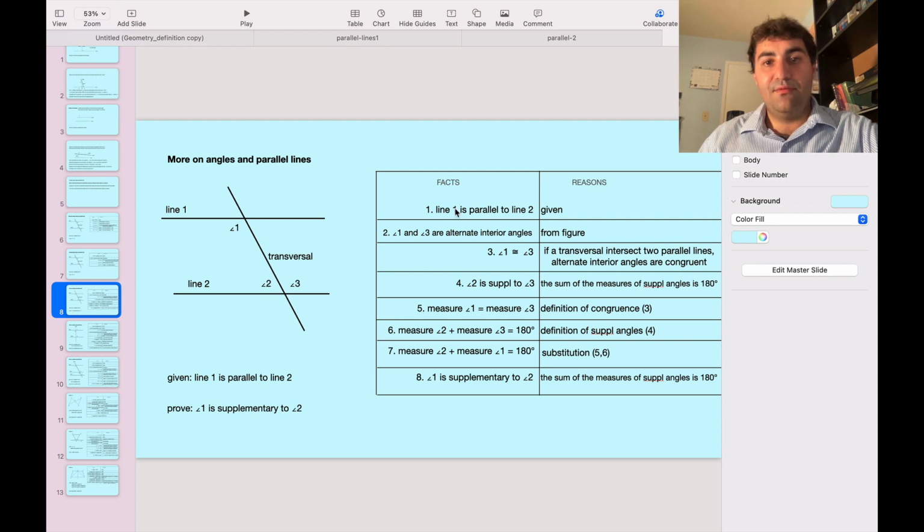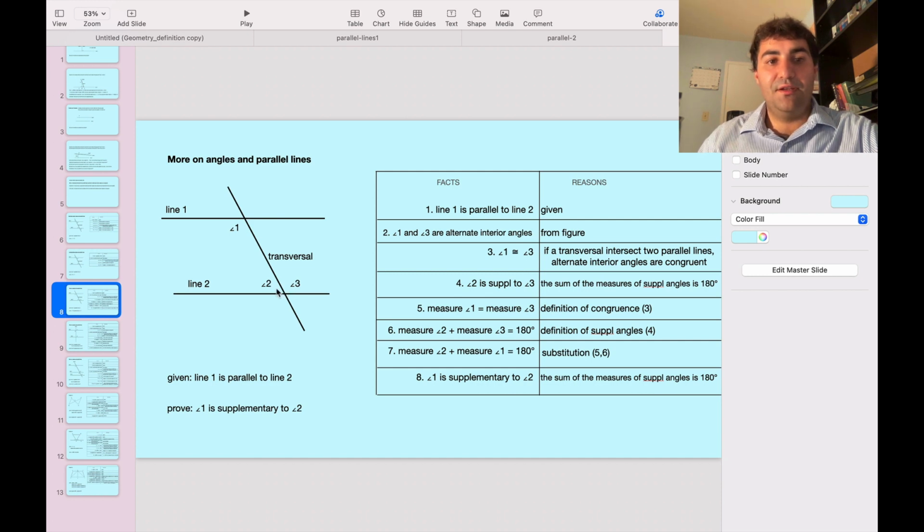So let's write down what we know. Line 1 is parallel to line 2. I'm going to create angle 3 here, and angle 1 and angle 3 are going to be alternate interior angles, right? They're both in the interior region and on opposite sides of this transversal. So we know if a transversal intersects two parallel lines, alternate interior angles are congruent. So angle 1 is going to be congruent to angle 3.